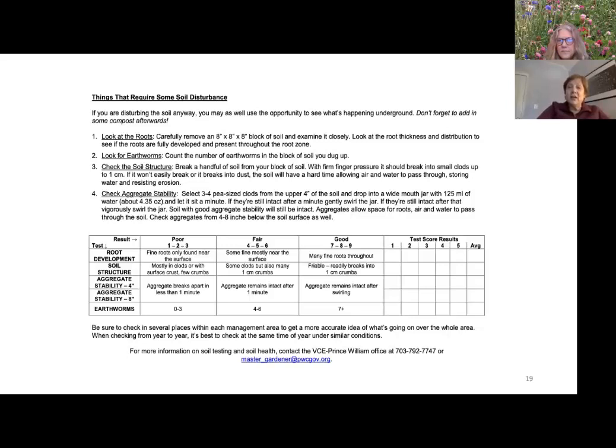Then you're going to check the soil structure. If you recall those jars of soil and water that I showed in a much earlier slide, that's exactly the sort of thing you're going to do. You're going to break a handful of soil and see if it breaks up into small clods, or if it doesn't easily break up, or if it becomes total dust. That kind of soil is going to have a hard time allowing air and water to pass through.